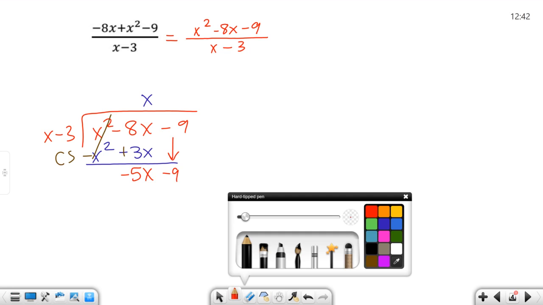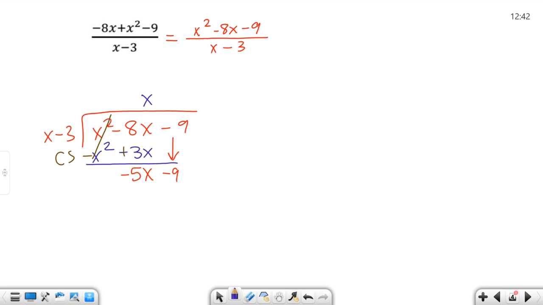All right, and if you've seen me do any of these, then I'm at my bring down step. And when I'm at my bring down step, I start over again, right? So I look at x and negative 5x this time. What do I multiply by x to get negative 5x? That's correct, negative 5. So negative 5 times x is negative 5x. And again, those are identical. That's why I did it. Then I also multiply this by this negative 3 here. I've got to distribute it. Negative 5 times negative 3 is plus 15.